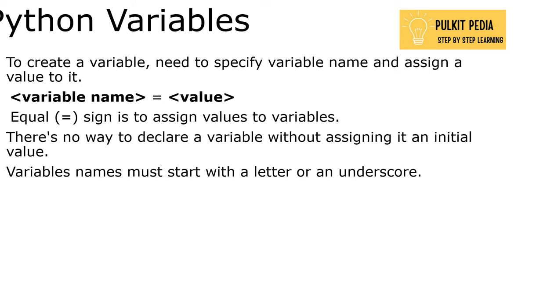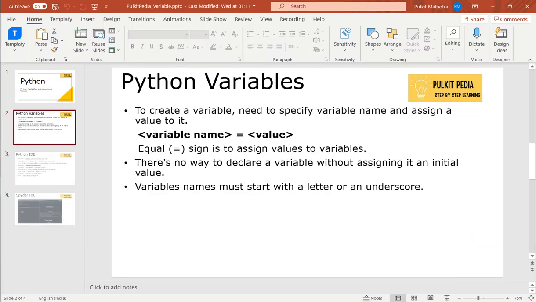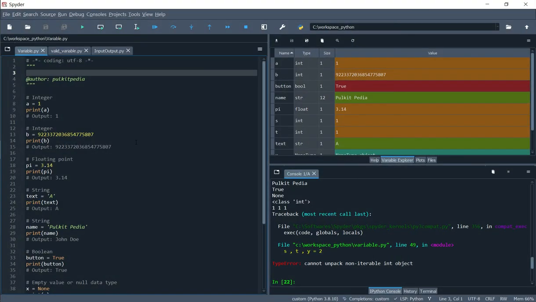When you define or declare a variable, you need to assign a value to it, and there are certain rules related to variable name convention in Python, like a variable name must start with a letter or an underscore. I'll showcase some examples of variable names which are valid, and some invalid variable names also in Python. We'll be using Spyder as a GUI for demonstration purposes.